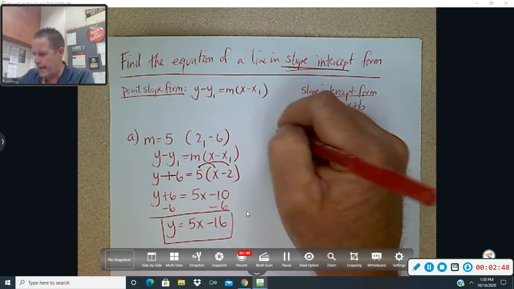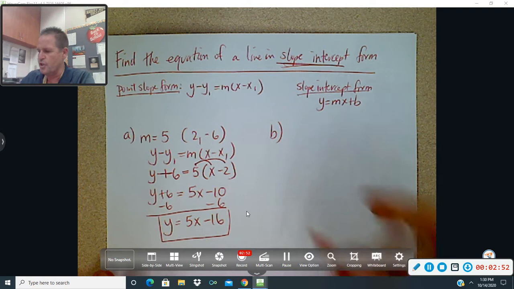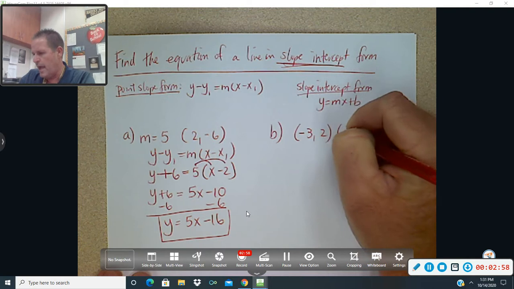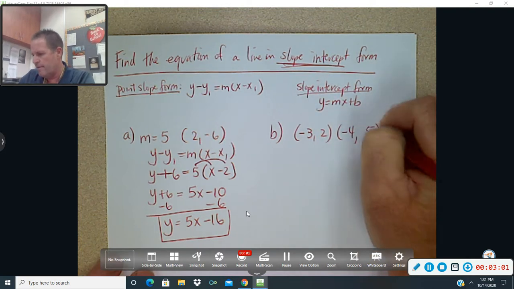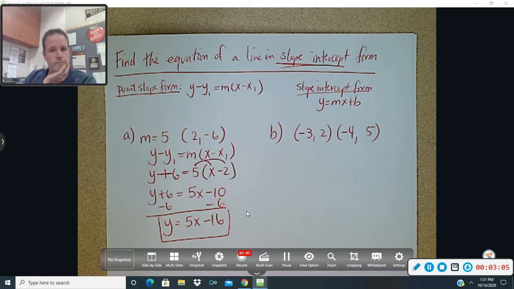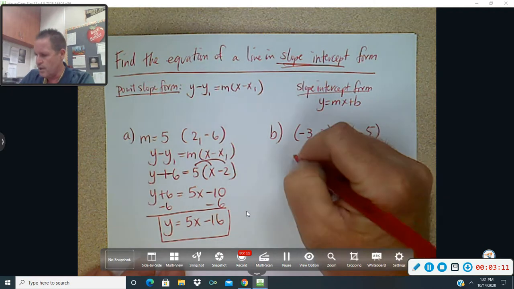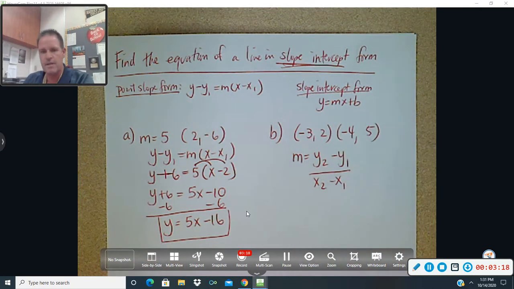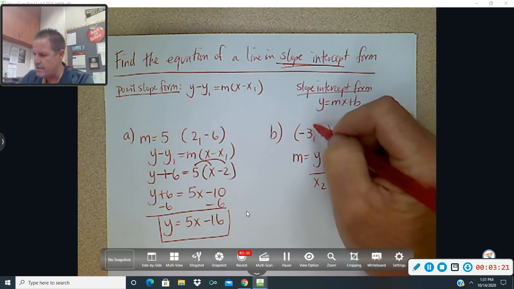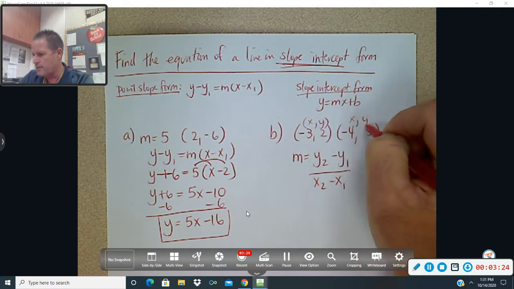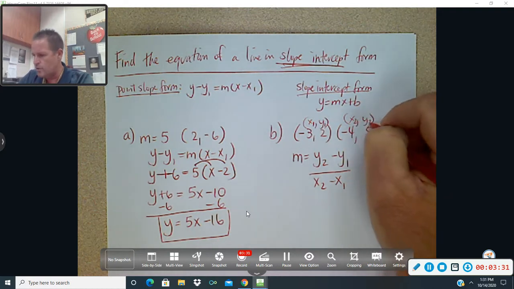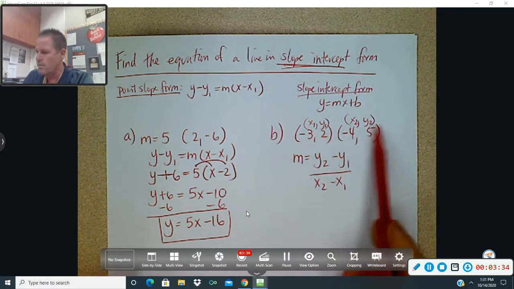All right, let's try another now. Let's say that they don't give you the slope. They just give you 2 points. Like, for example, negative 3 comma 2 and negative 4 comma 5. Okay, well, if they give you 2 points, what you're going to need to do is find the slope first. Okay, so we're going to use our slope formula, y2 minus y1 over x2 minus x1. And remember, what we were saying in class is every point is x comma y, and we'll call this point x1, y1. We'll call this point x2, y2. Again, because we wrote down this point first, we wrote down that point second.